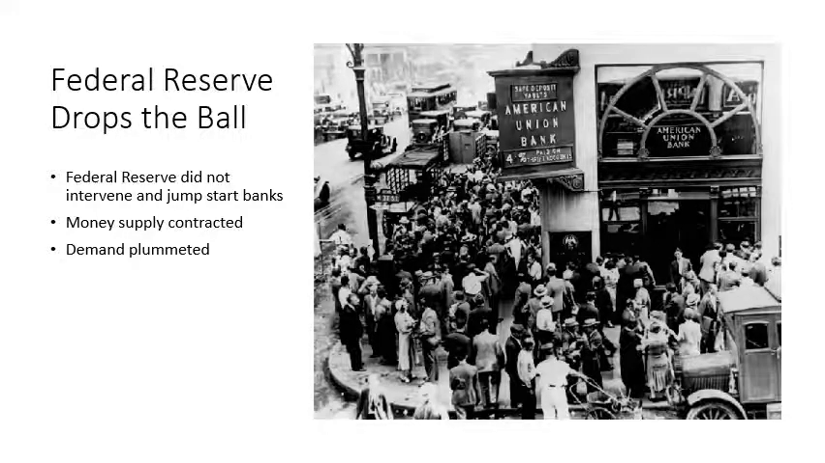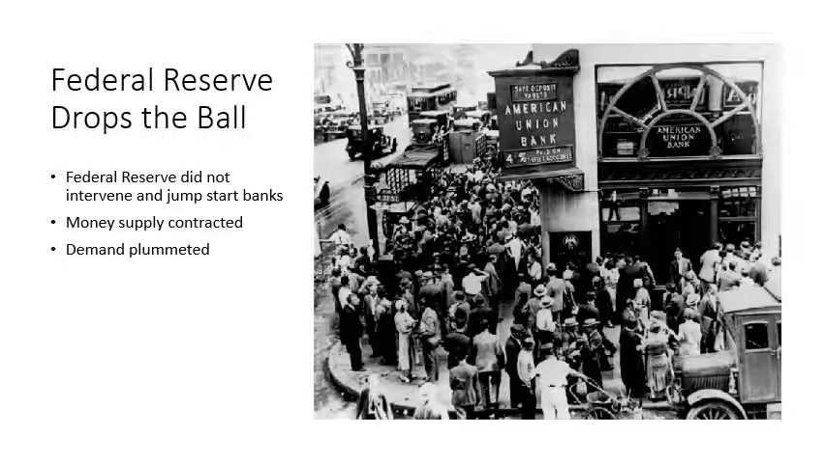Also, what happens is the Federal Reserve does not get involved. It really drops the ball on this. The Federal Reserve did not intervene and jumpstart banks. So what the Federal Reserve could have done was change interest rates or injected more money into the banking system to try to help out, bail out the banks. This is what happened in the Great Recession, is that the federal government, the Federal Reserve, gave out $700 billion to prevent a Great Depression. That doesn't happen in 1929, 1930.